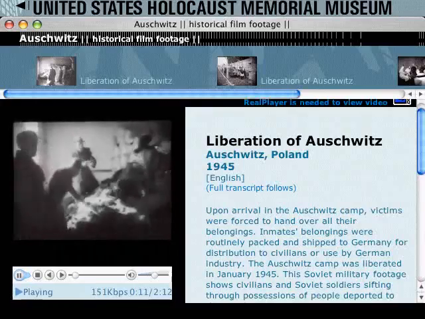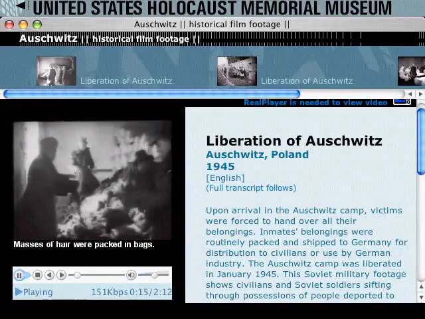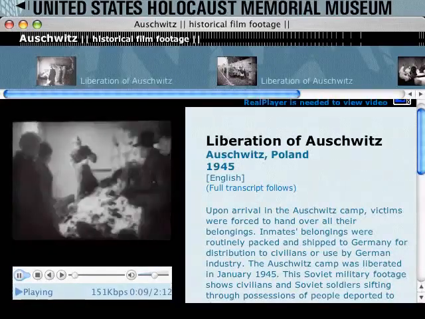Before killing women, the Nazis cut off their hair. Masses of hair were packed in bags.